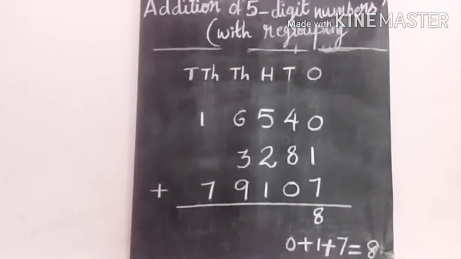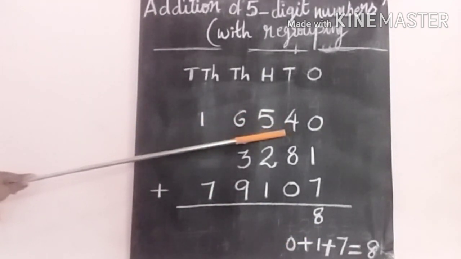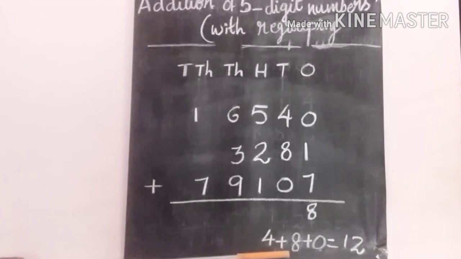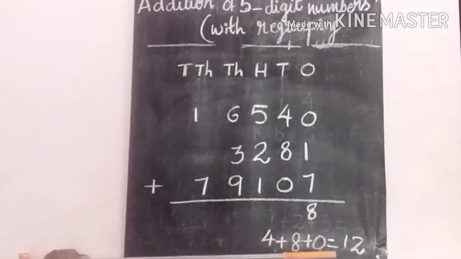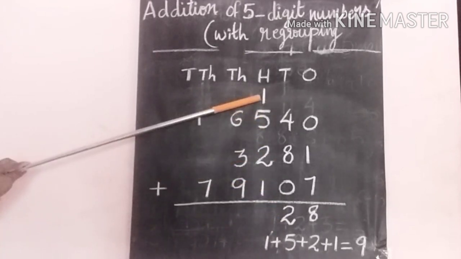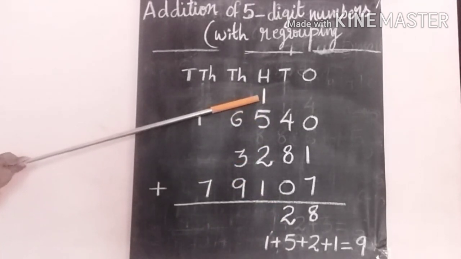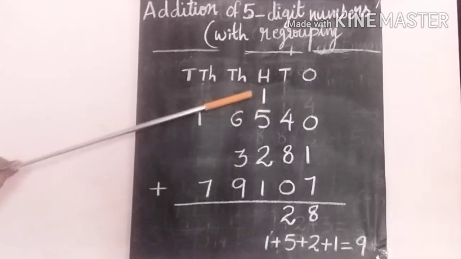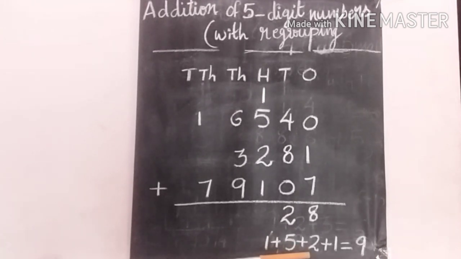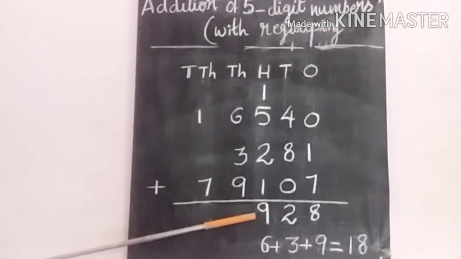Next add tens place digits. That is 4, 8, 0. Here 4 plus 8 plus 0 equal to 12. For 12, write 2 in tens place and 1 as carry over to 100 place. Next add 100 place digits. That is 1 plus 5 plus 2 plus 1. That is equal to 9. So you can write 9 in 100 place.